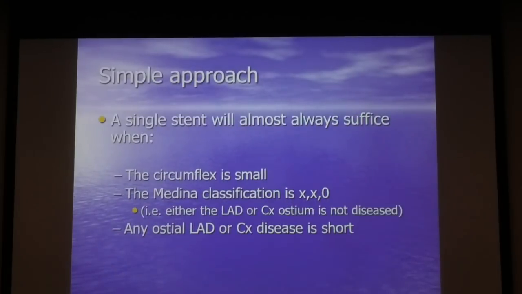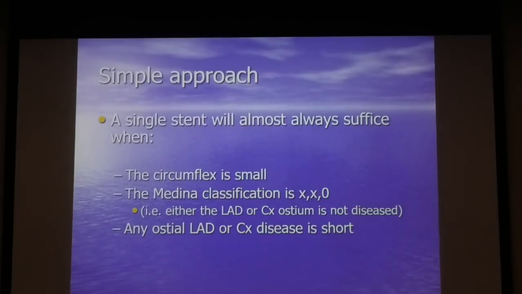A single stent will almost always suffice in those cases that we call single stent strategy or provisional stenting, if the left main circumflex is small. The Medina classification is XX0 or 110 when there is disease of the left main and LAD and the left circumflex is not diseased. Either the LAD or circumflex is not diseased. Any ostial LAD or circumflex disease is short. What do we mean by short? We mean by short, less than 10 millimeters in length.